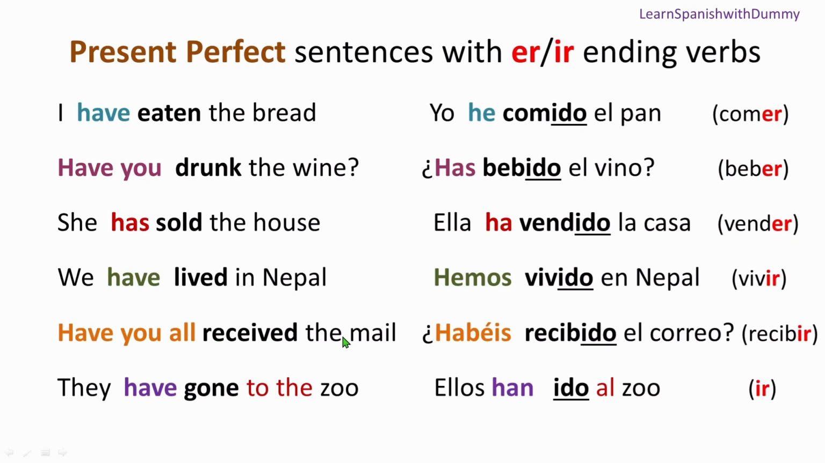Now, have you all received the mail? It's habéis recibido el correo. Habéis is have you all. Recibido is received, and you know how we make it from this verb, recibir. Okay, and el correo is mail.